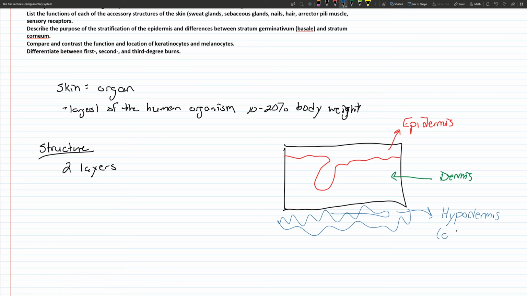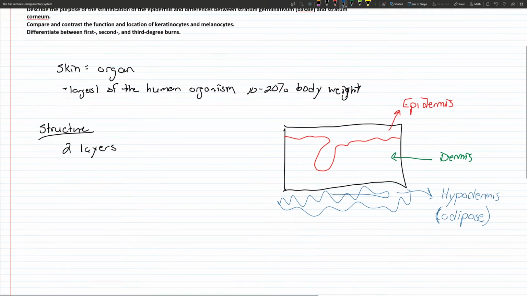It's adipose, and adipose is just your fat cells. And a lot of people call the hypodermis the superficial fascia. And a fascia is just a layer of connective tissue that surrounds the body. Okay, all right. So that's our basic structure. What we're going to do is go through the epidermis first, and then we're going to talk about the dermis, and then the accessory structures, and then we'll talk about burns. So we shouldn't have that much to do with skin.